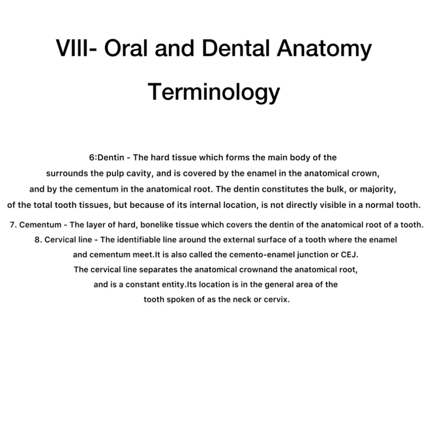And seven is cementum: the layer of hard bone-like tissue which covers the dentin of the anatomical root of a tooth. Cervical line: the identifiable line around the external surface of a tooth where the enamel and cementum meet. It is also called the cemento-enamel junction. The cervical line separates the anatomical crown from the anatomical root and is a constant entity. It is located in the general area of the tooth spoken of as the neck or cervix.